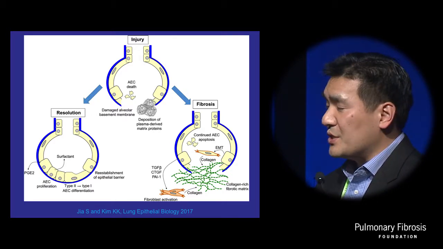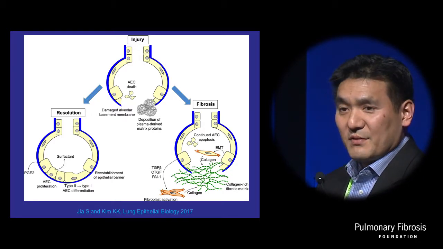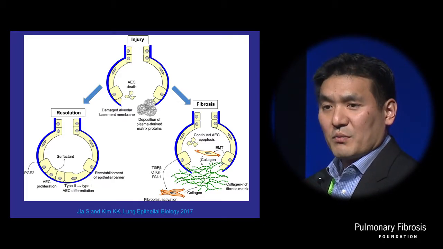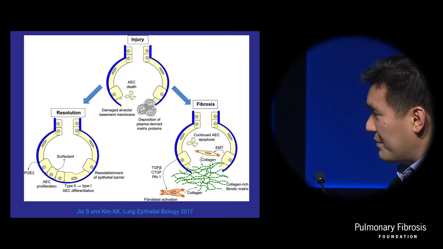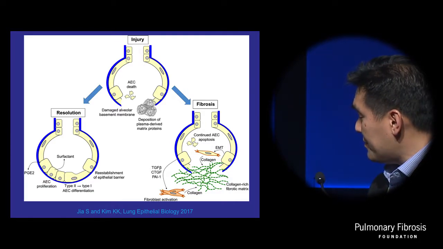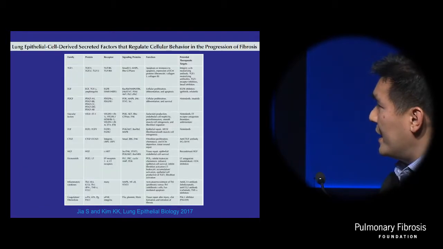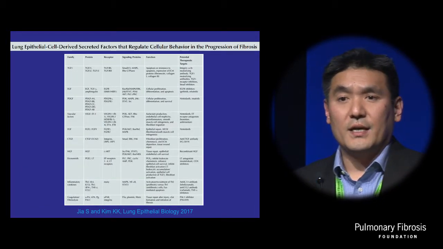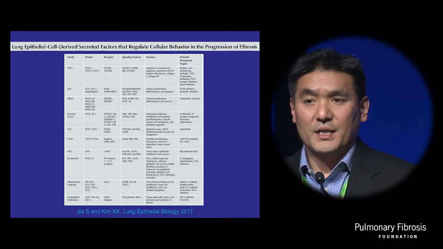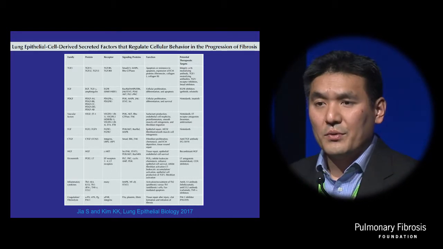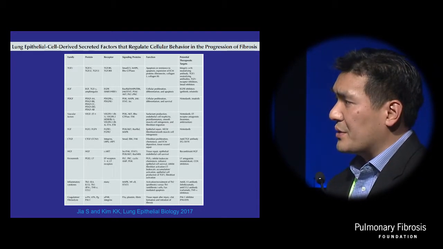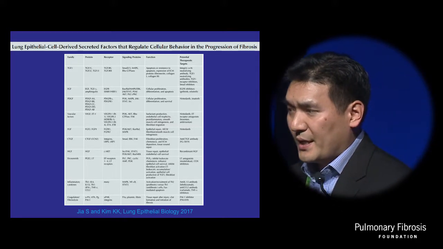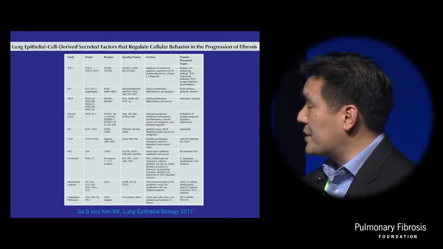So perhaps in addition to blocking the activity of CTGF, epithelial cells might be an interesting target for blocking production of CTGF. So this is a listing here of a number of pro-fibrotic factors that epithelial cells can produce. And again, they're not the only source of many of these factors, but they're an important or necessary source for the outcome of the fibrosis.